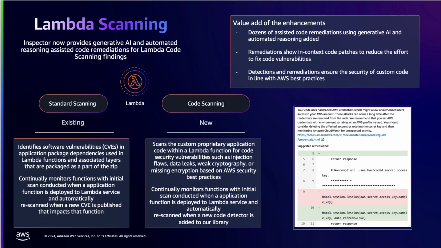The Lambda scanning feature provides continuous automated vulnerability assessments with two types of Lambda function scanning, including standard and code. Lambda standard scanning checks for package vulnerabilities in dependencies and associated layers, and Lambda code scanning checks for code vulnerabilities in custom application code. Amazon Inspector manages channels to monitor your CloudTrail events for these scans, allowing you to view the results.